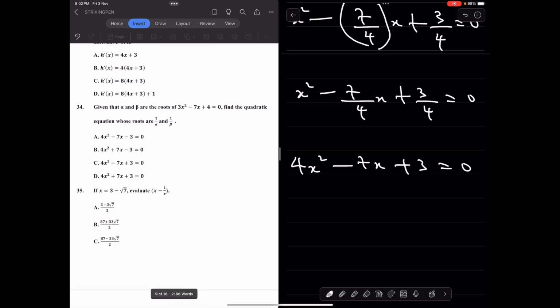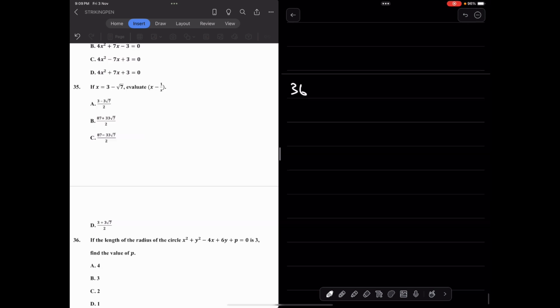And what's the correct option? 4x squared minus 7x plus 3 equals 0. And the correct option is C. We go straight to the next, which is number 35.